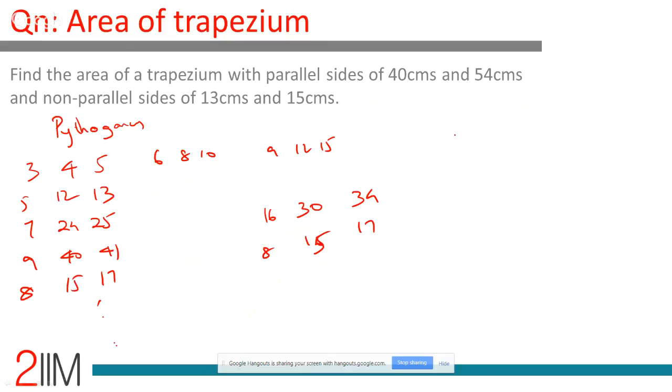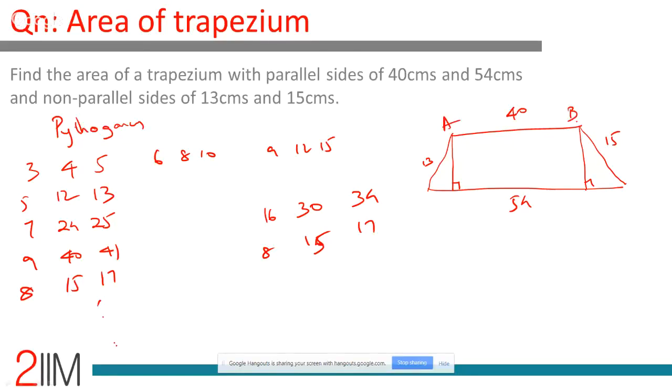And I'm going to draw the diagram now. 40, 54. Non-parallel sides. This is 40. This is 54. This is 15. This is 13. What am I going to do? I want to find the area of the trapezium. So I need the altitude. So I need this, which is going to be equal to this.